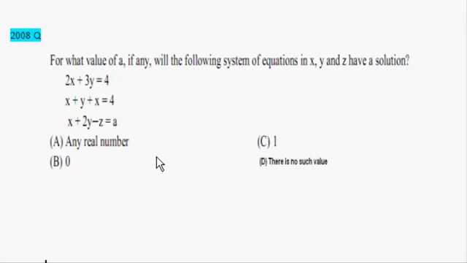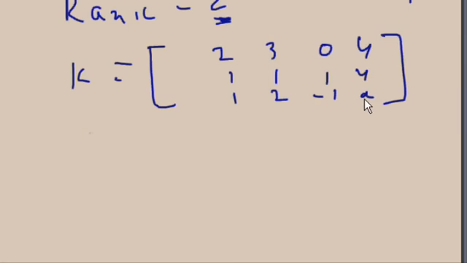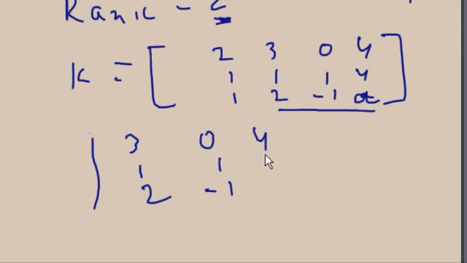And for the solution to happen, the rank of the K matrix should also be 2. So K is this matrix, and you are required to put A in such a way that the rank is 2. This means take these 3 columns and find out the determinant value: 3 1 2, 0 1 minus 1, 4 4 A should be 0, then only the rank will be 2.